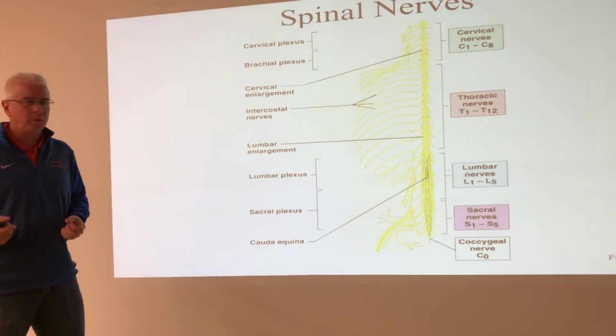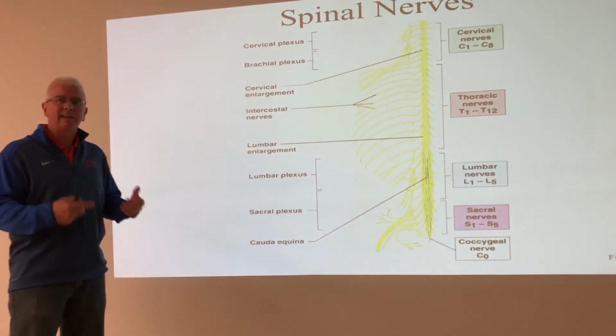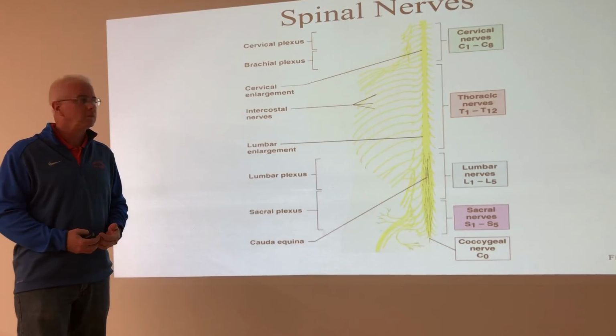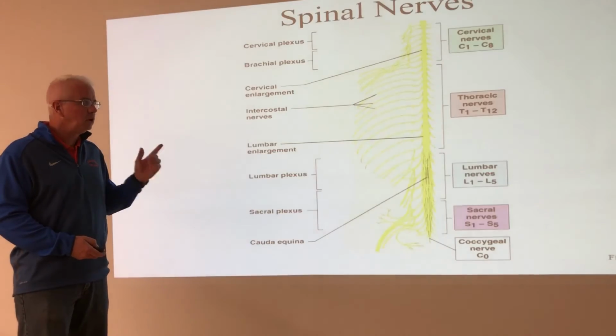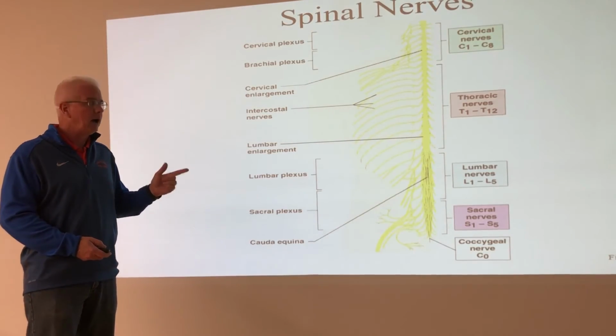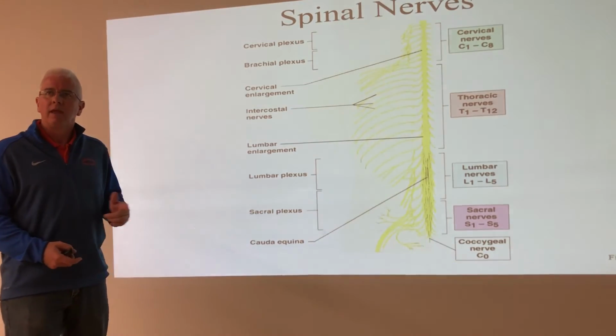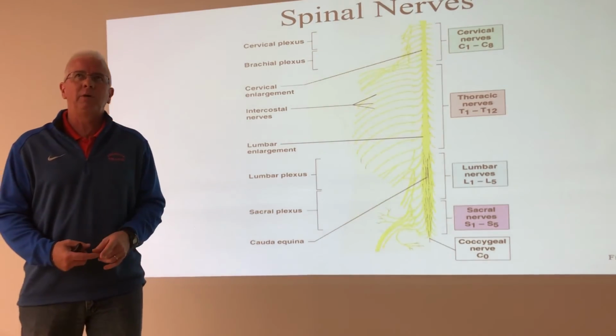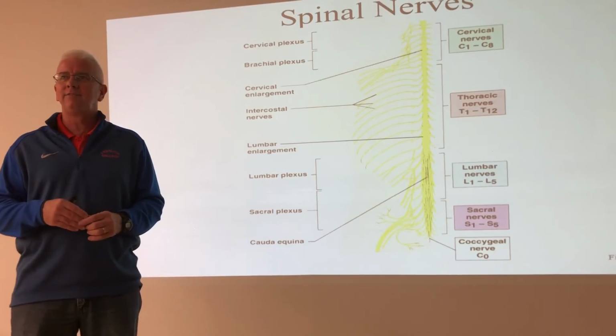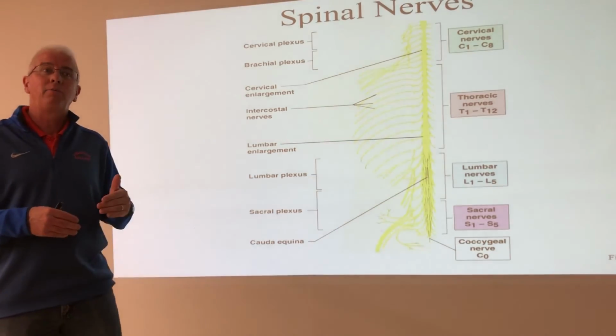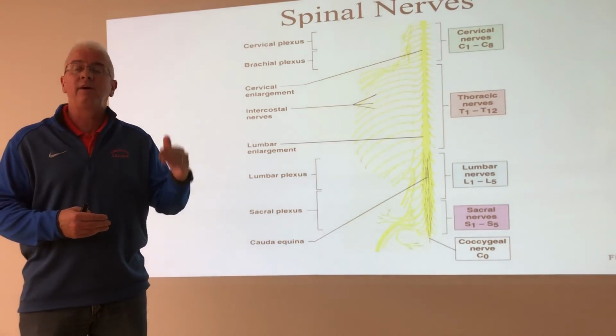A reminder before we do it. Reminder, when I say plexus to students, they're supposed to think about the spinal nerves. And when I say cervical plexus, they're supposed to think C1 to C5. And when I say brachial plexus, they're supposed to think C5 to T1.